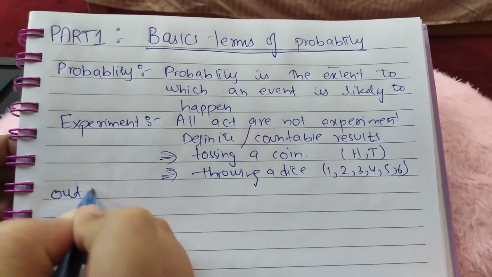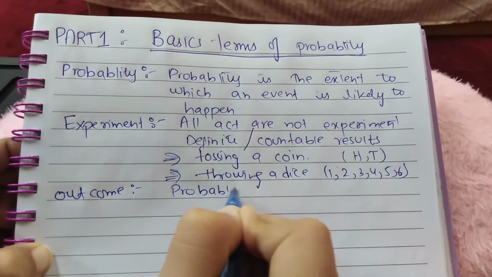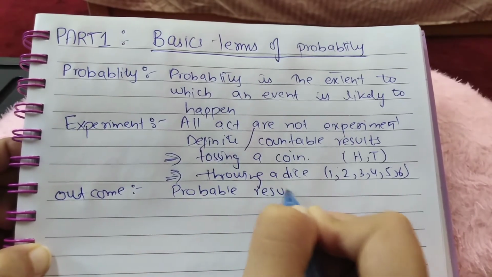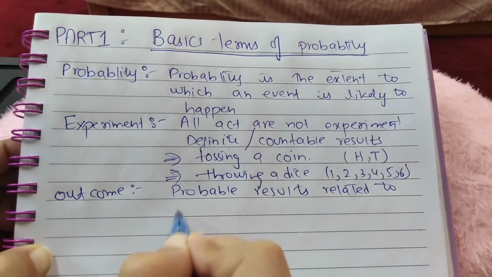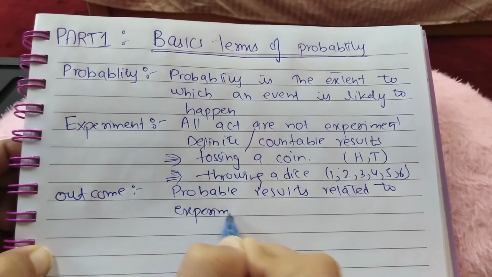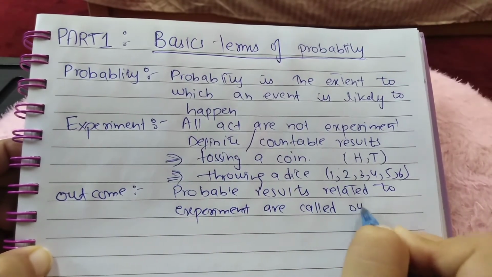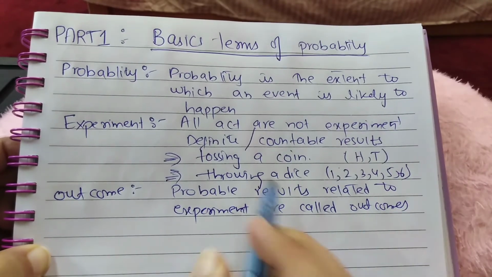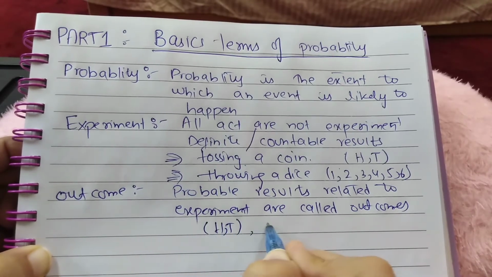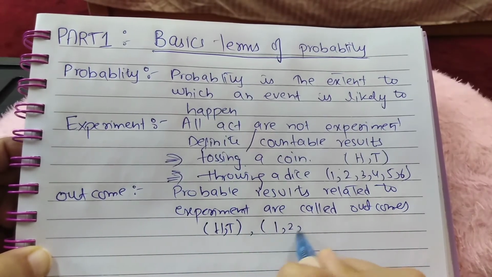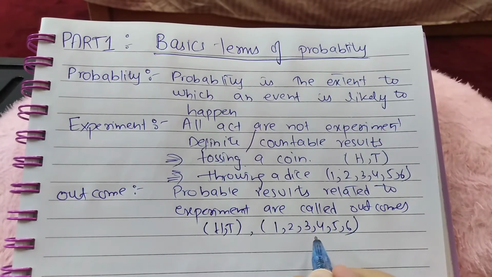Next is outcome. Probable results related to experiment are called outcomes. In case of tossing a coin, outcomes are head or tail. In case of throwing a dice, outcomes are 1 2 3 4 5 and 6. So these are the outcomes.